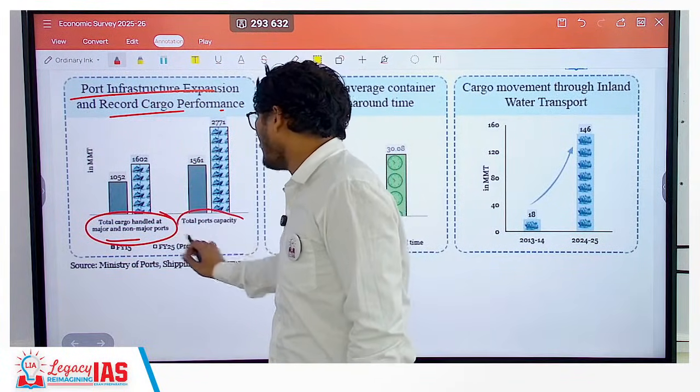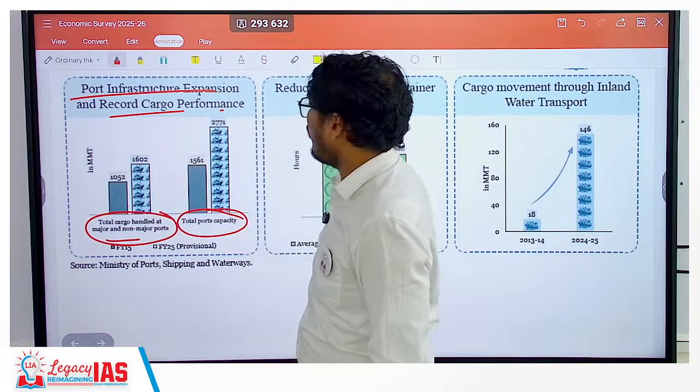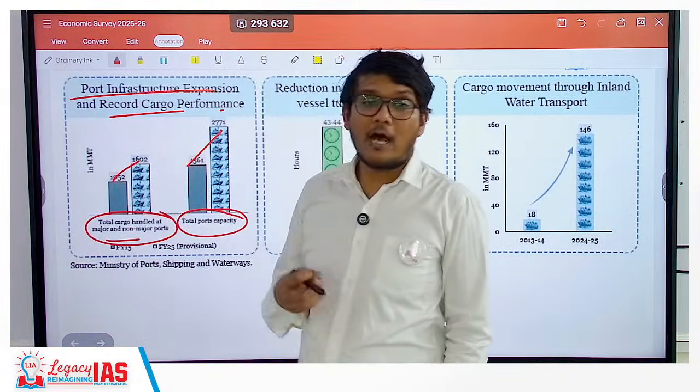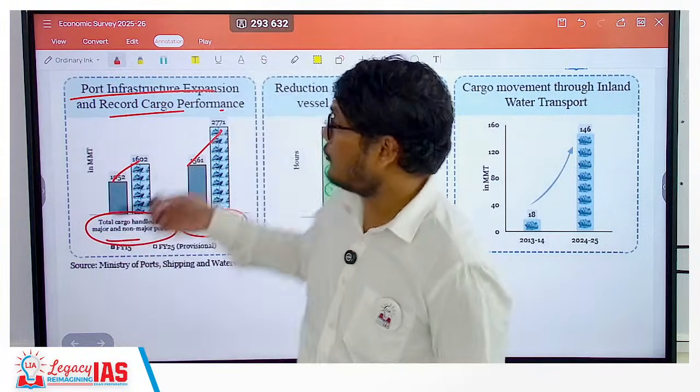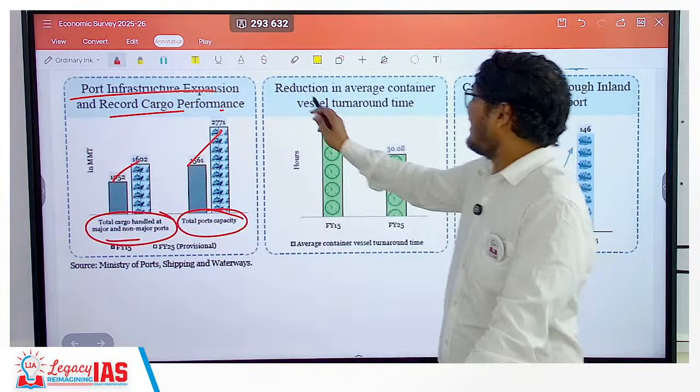And here you have the total port capacity. So this has also increased. The cargo that is being handled has increased, the total installed capacity has increased. Now this is a very interesting thing.